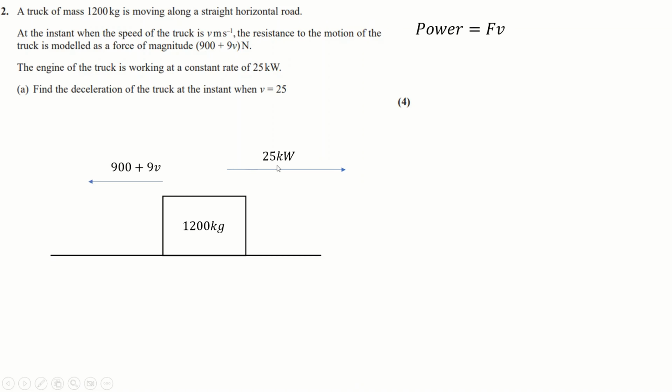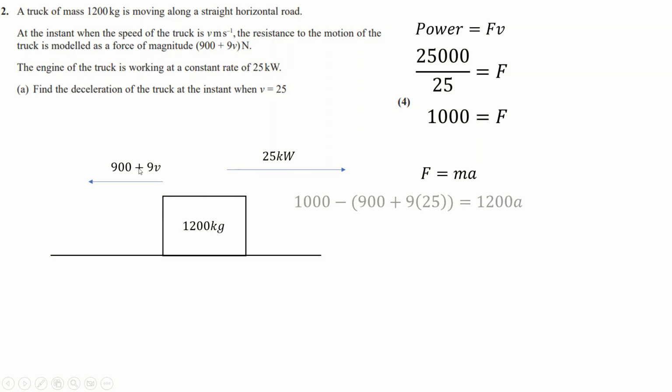Now power is equal to force times velocity. So to get this into a force, we're going to need to do the power, which is 25,000, divided by the velocity, which is 25, and we'll have our driving force of 1,000 newtons. And this we can also substitute 25 into to find the resistance when you're going 25, and all we have to do is F equals ma. The force forwards is 1,000, the force backwards is this with the 25 in it, so do that minus that.